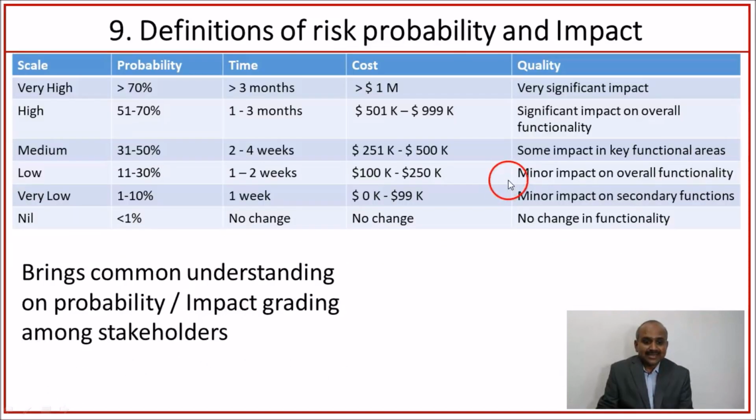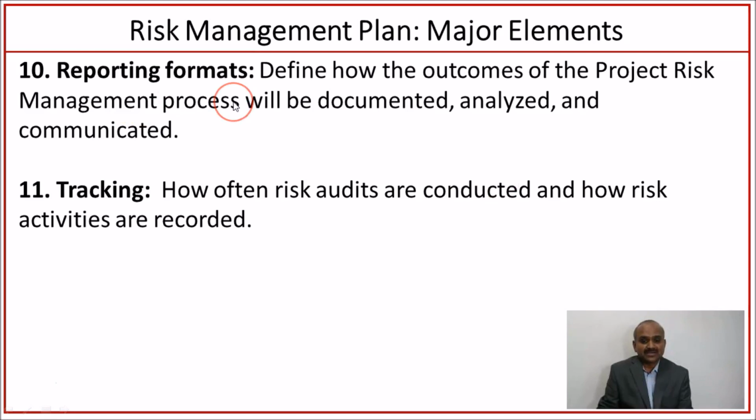Now, the next element is reporting formats. It defines how the outcome of the project risk management process will be documented, analyzed and communicated. For example, how the template of the risk register should be. The risk management plan, based upon experts' advice, provides formats for various risk-related documents. It also provides how often risk audits are to be conducted and how risk activities need to be recorded. That comes under tracking.